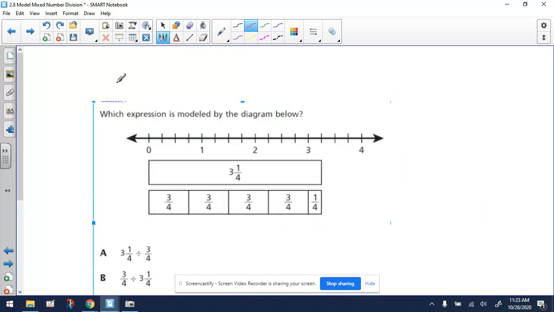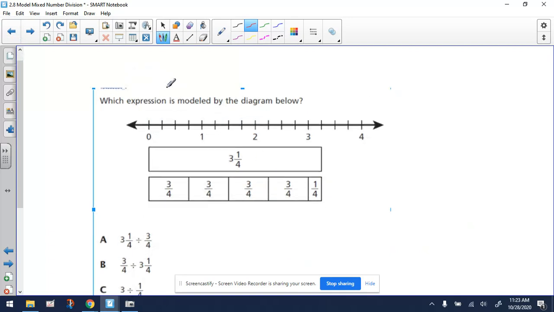All right, let's look at another one that's kind of like that. Which expression is modeled by the diagram? So first we have to figure out what's the thing that's being broken up into equal chunks. Let's model it on the number line. They're showing you 3 1/4. So I'm just going to trace 3 1/4, much like we've done in class. 3 1/4, right? 3 1/4 is what I've traced here.